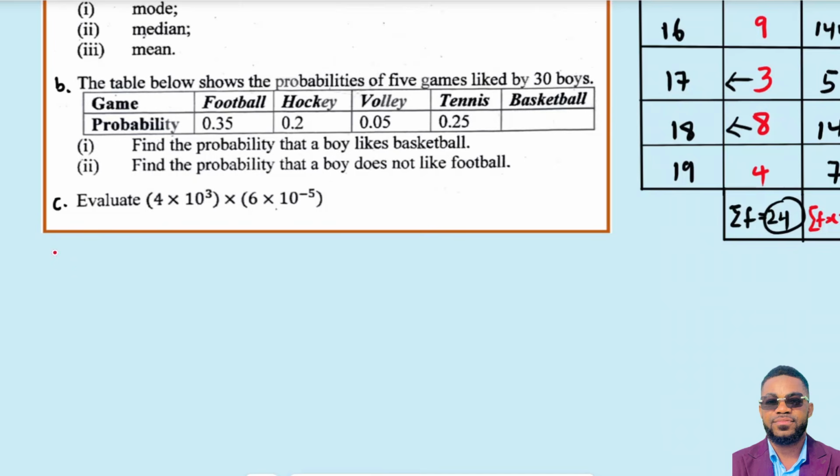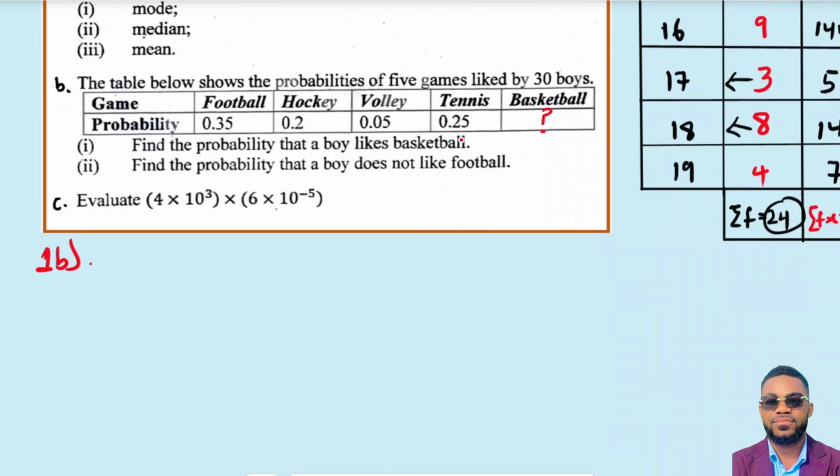Question 1b. That's an interesting question. The table below shows the probabilities of 5 games played by 30 boys. So these are the games: football, hockey, volley, tennis, and basketball. These are the respective probabilities. So 0.35, 0.2, 0.05, and 0.25. And the first question is, find the probability that a boy likes basketball. This basketball, there is nothing here. They didn't give the probability of basketball.